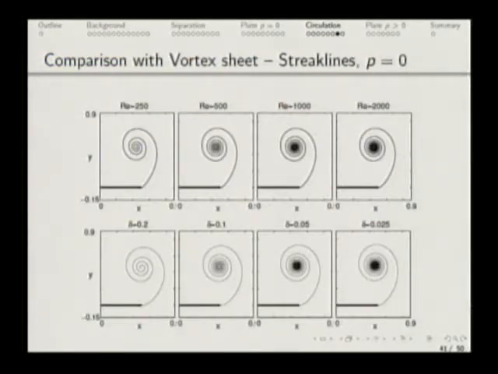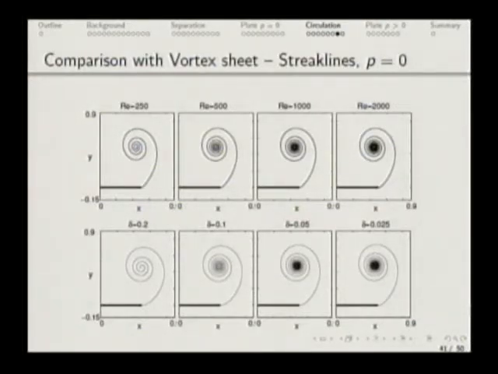All right. So here's a comparison with vortex sheets. The top is my streaklines computed numerically at a fixed time, t equals 1. Didn't write that down. It's a fixed time with increasing Reynolds number. Down here is computed with the vortex sheet model at the same time, with decreasing values of delta.